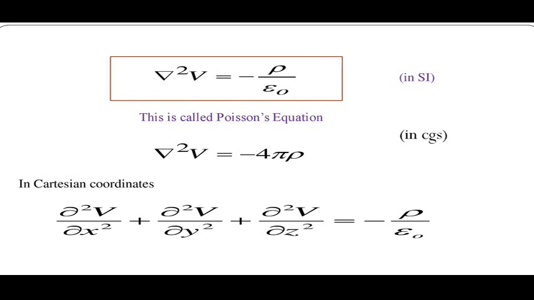We can expand this equation in terms of Cartesian coordinates as del square V upon del x square plus del square V upon del y square plus del square V upon del z square equal to minus rho by epsilon naught. These are all the three different forms of Poisson equation and are useful in solving numericals. Here we have related potential with the charge density.